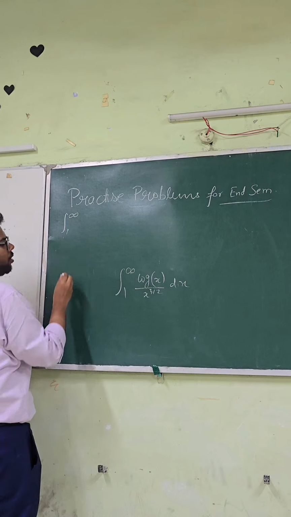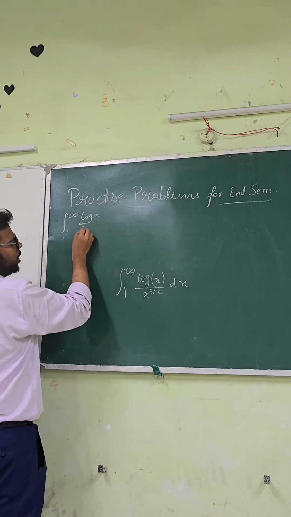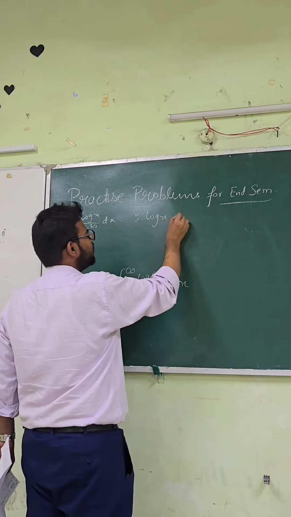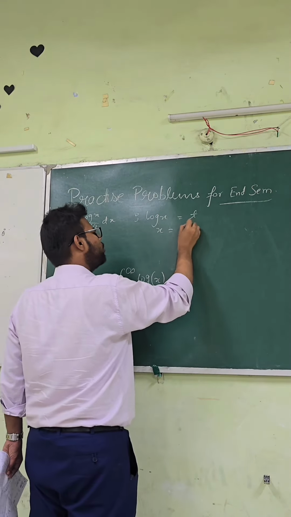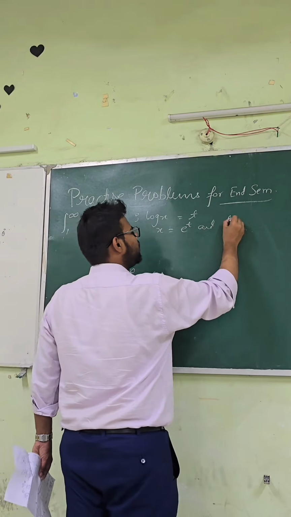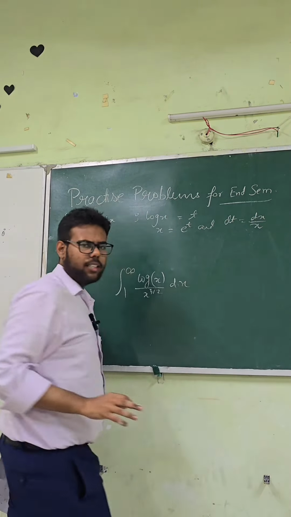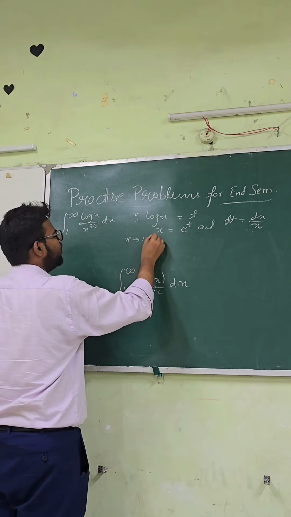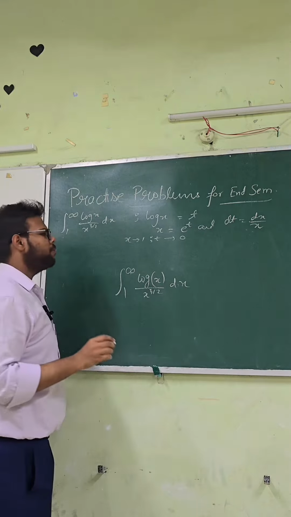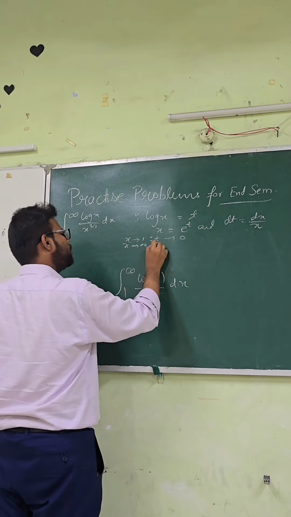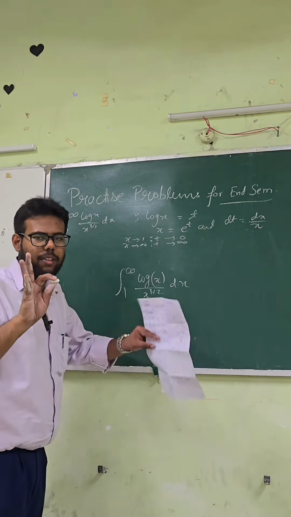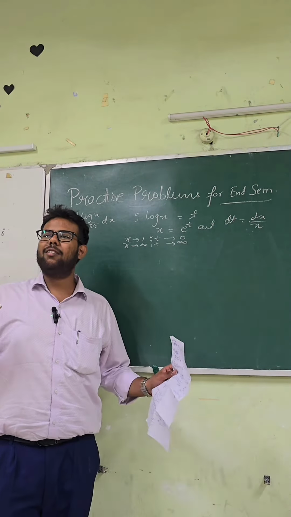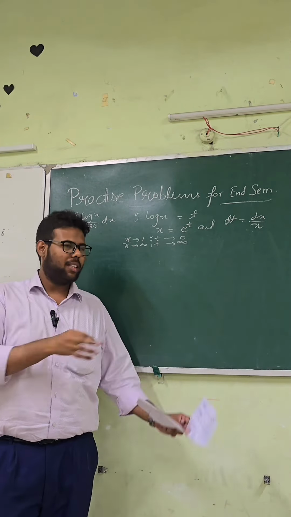Integral 1 to infinity of log of x by x to the power 3 by 2 dx, right? So basically assume log of x equal to t, so you get x is equal to e to the power t, and we get dt is equal to dx by x, right? Okay, and notice that when x is tending towards 1, then t is going towards 0, since log of 1 is 0, and as x tends towards infinity, t is going towards infinity, since log of infinity is infinity. I hope that you are understanding it. If there's any doubt, you all can ask me anytime. Okay, so let's move on.